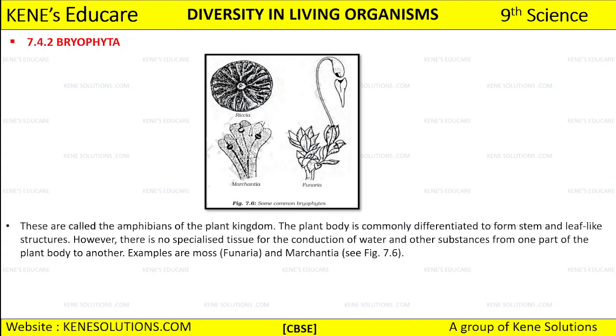Go through the characteristics and remember that division Bryophyta is called the amphibians of the plant kingdom, because this is one of the important objective questions. Dash are called the amphibians of the plant kingdom. So those are Bryophyta, okay?